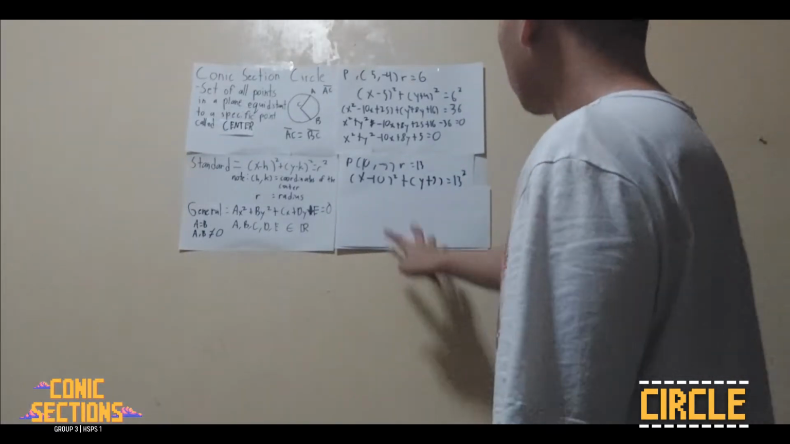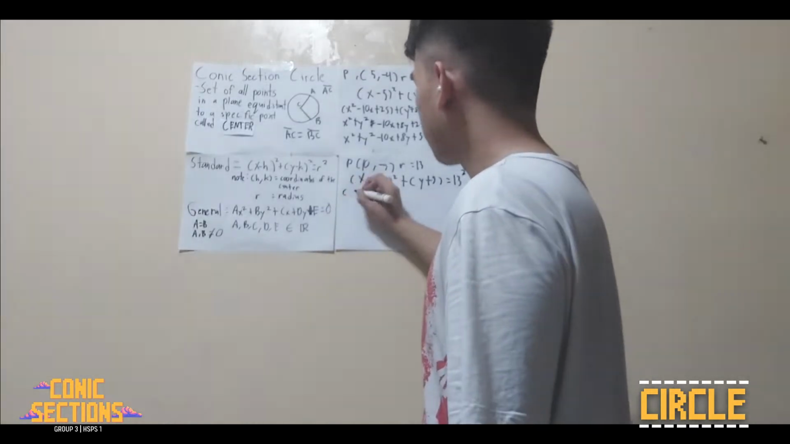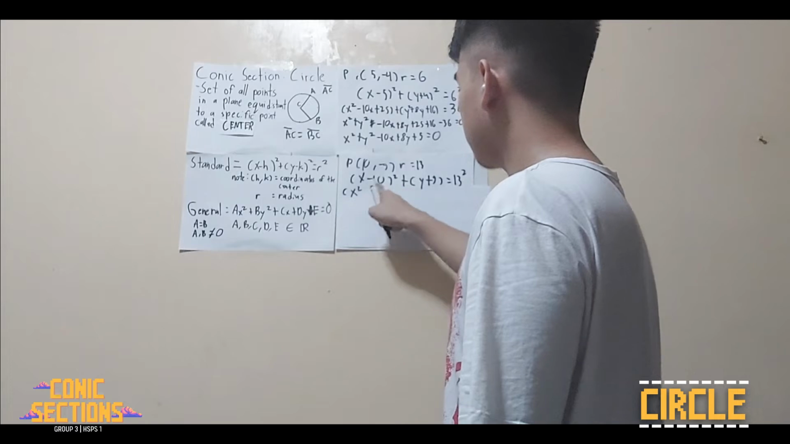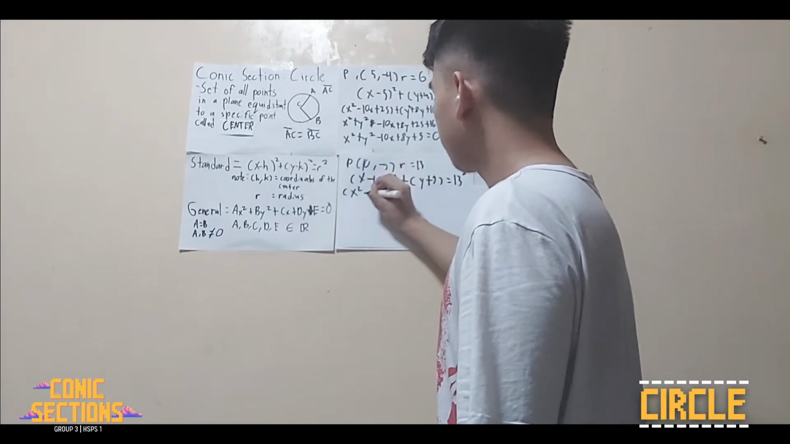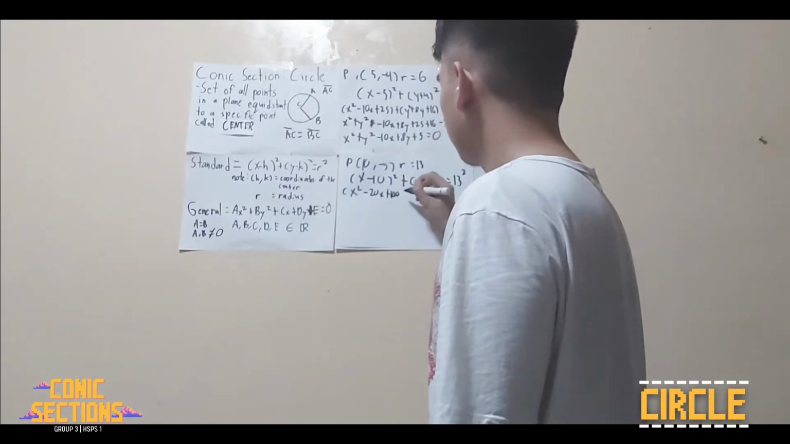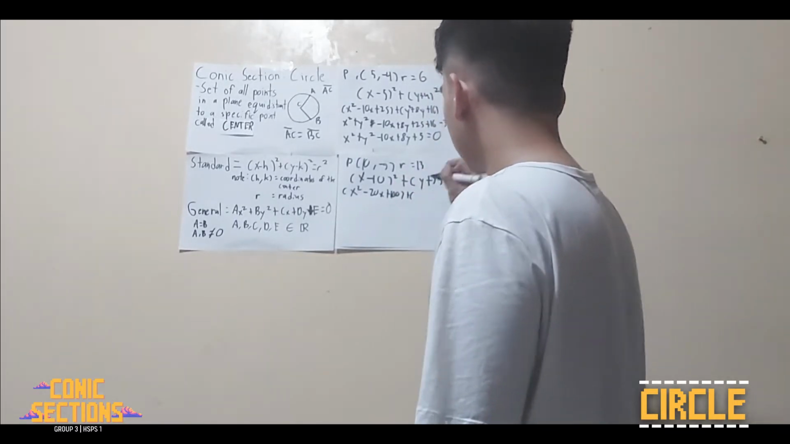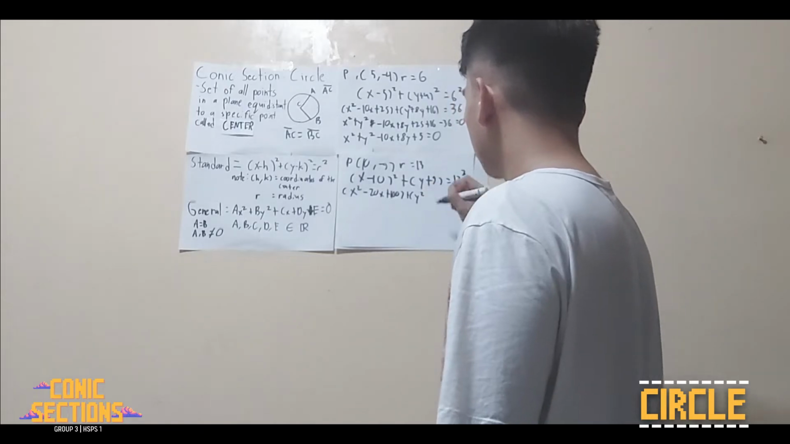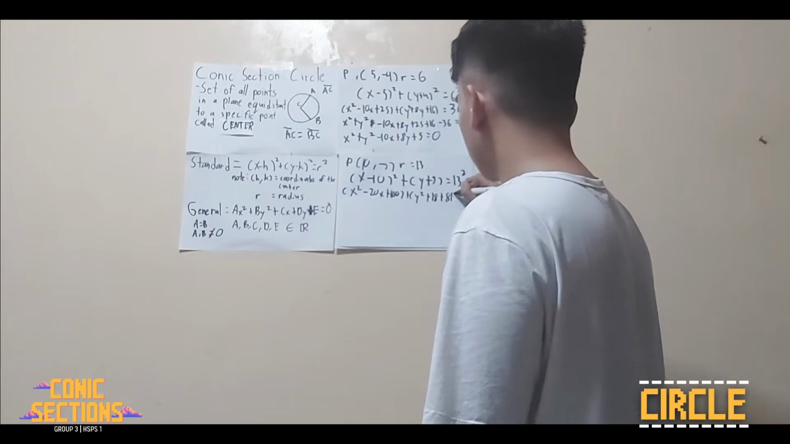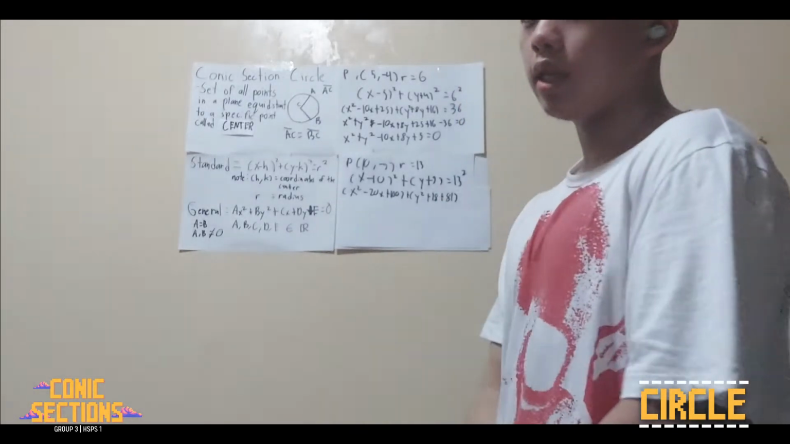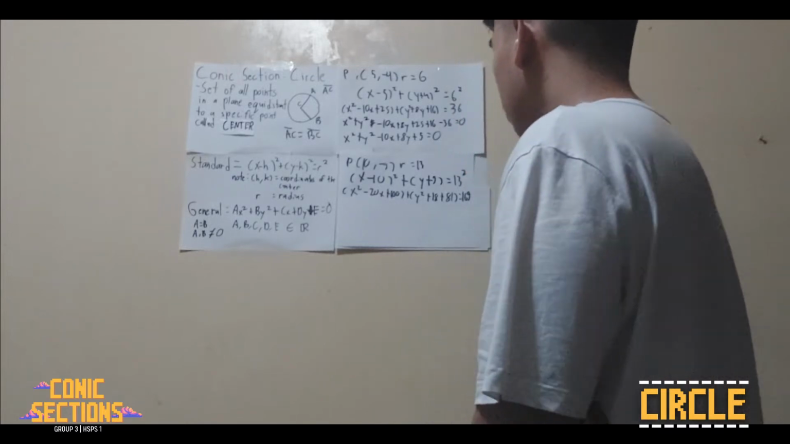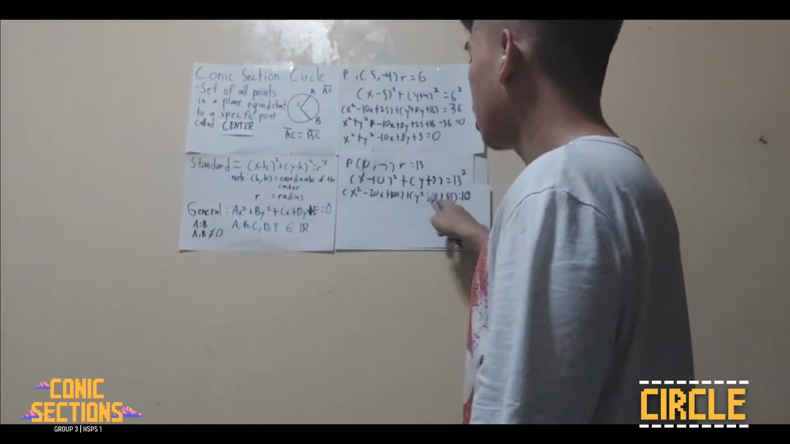So next thing we do, we expand. So this becomes x squared minus 20x plus 100 plus, this becomes y squared plus 18y and plus 81. And 13 times 13, we all know it's 169. So what we do next is we group everything like this.